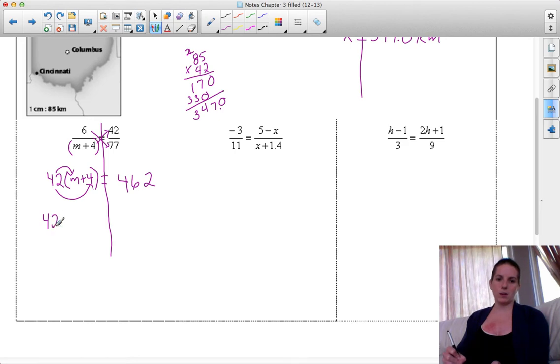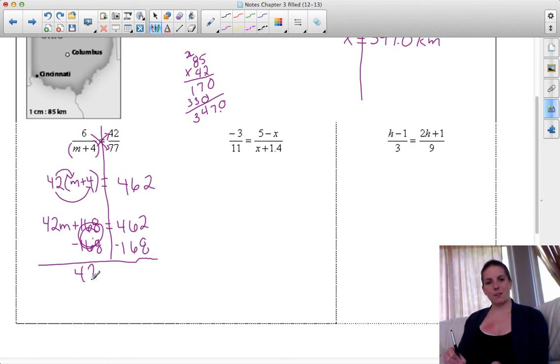So we end up with distributing 42 times m is 42m plus 168 equals 462. We're going to subtract the 168 from both sides, and then that leaves us with 42m is equal to 294. Divide both sides by 42. We're getting into some pretty big numbers here, aren't we? M is equal to 7. Let's double check. Yep. M is equal to 7.